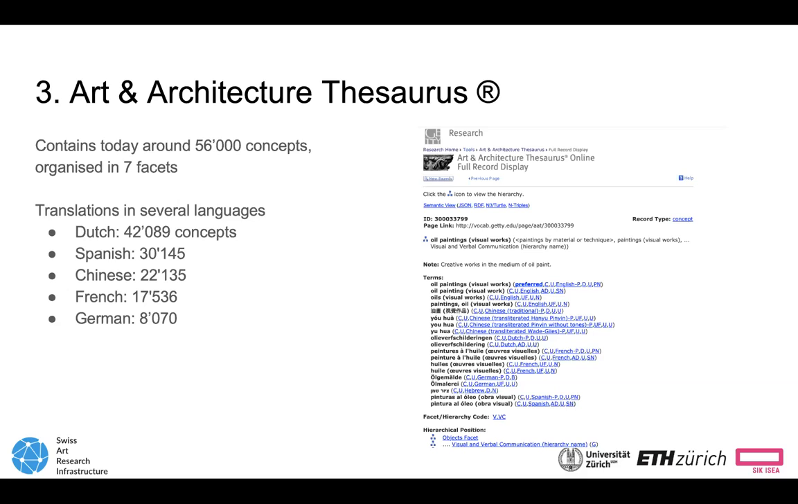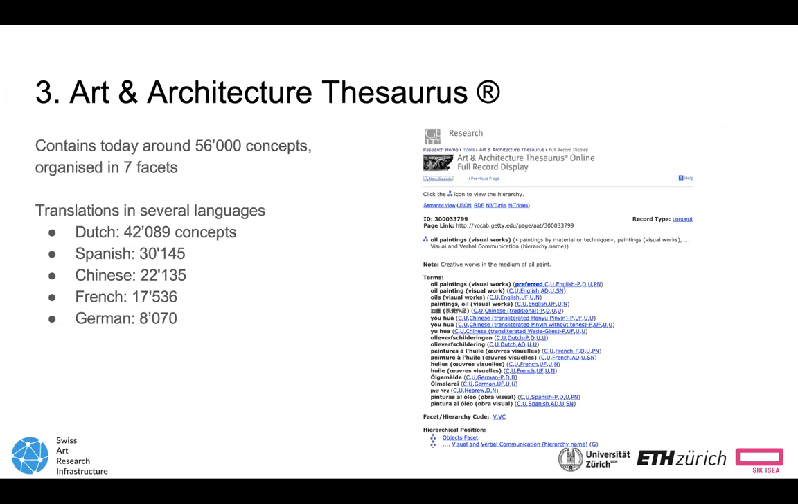In the last years, several research institutions or museums conducted important translation projects. You can see here the most represented languages. Almost the entire thesaurus has already been translated in Dutch by the Netherlands Institute for Art History, RKD. And then the Centro de Documentación de Bienes Patrimoniales in Chile translated 30,000 concepts. The Academia Sinica of Taiwan translated 22,000 concepts in Chinese.